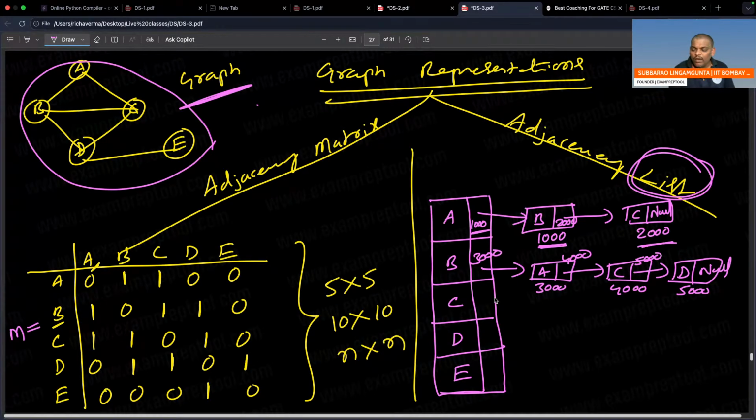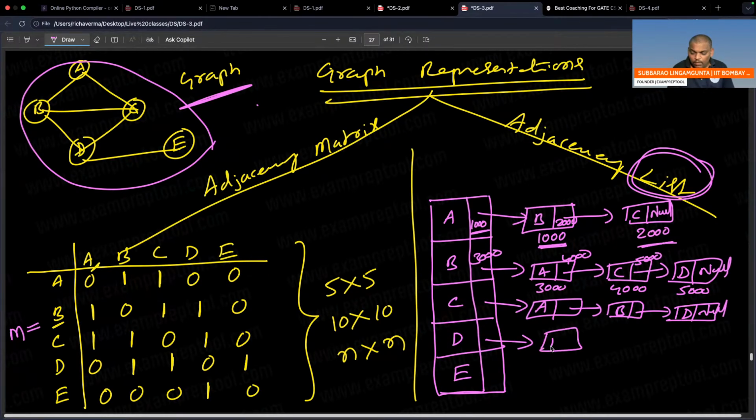Next one. Whoever is C adjacent, keep all of them in a linked list and connect it. C adjacent: A, B, D. Anyhow, you will get clarity about the linked list in the linked list chapter. Don't worry. Next one. D adjacent, who? B, C, E, and none.